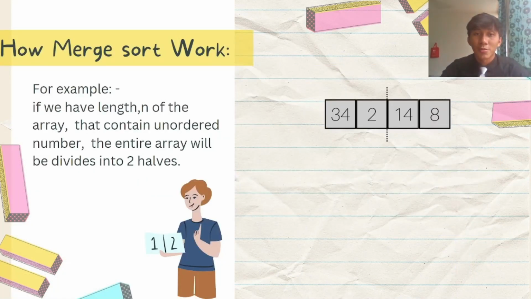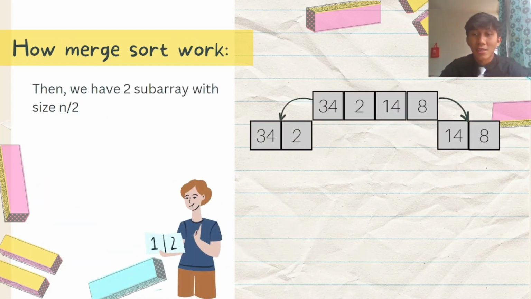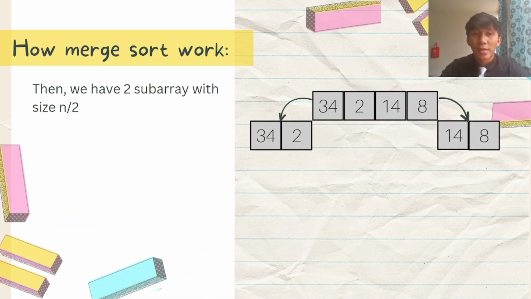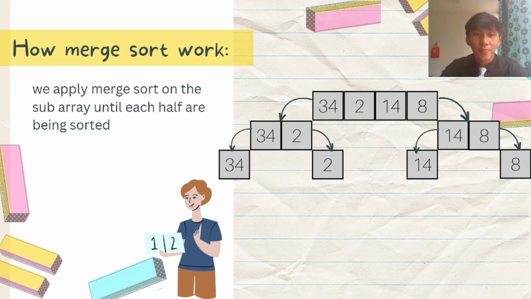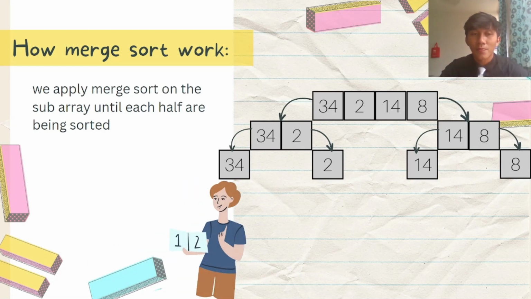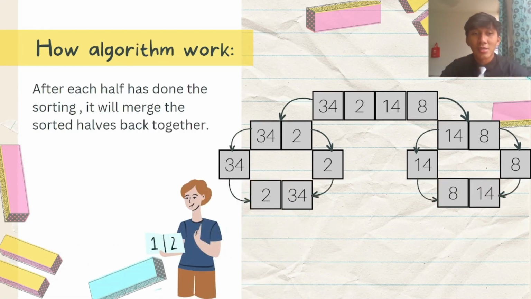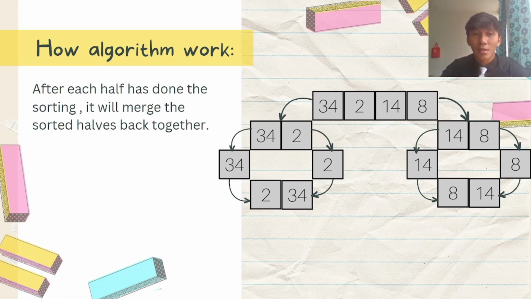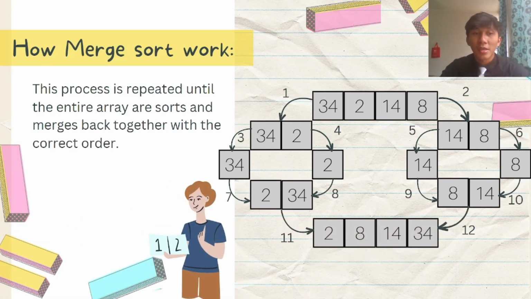Next is how merge sort works. When we have an array with the size of n that contains unordered numbers, the entire array will be divided into two halves, and we have two subarrays with the size of n over 2, and we apply merge sort on these subarrays until each half is sorted, and after each half has been sorted, the sorted halves will be merged back together, and this process is repeated until the entire array is sorted and merged back together in the correct order.